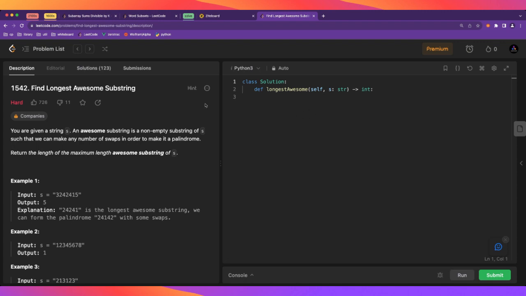Today I'm going to be solving and explaining how to solve a hard LeetCode problem. Let me share the link. And let's read it.